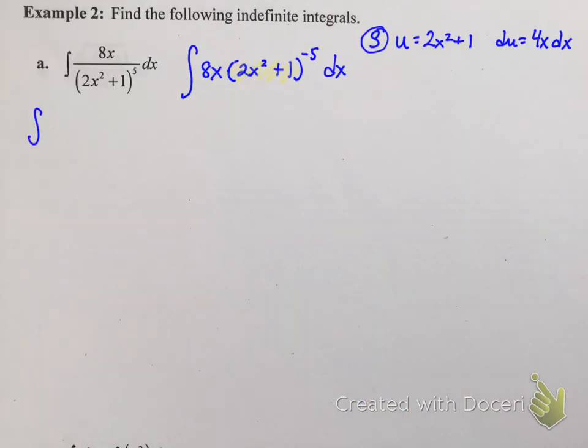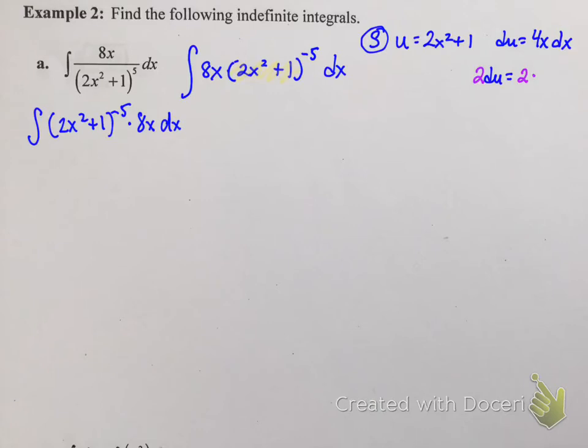That does not match my leftovers, because if I rewrite the original problem here as (2x squared plus 1) to the negative fifth times 8x dx, that doesn't match. But I can make it match if I multiply by a constant. So I want 4x to look like 8x, so I'm going to multiply both sides by 2. So I get 2 du equals 2 times 4x dx. So 2 du equals 8x dx. Okay? All right, now these match up. So my leftovers match up.